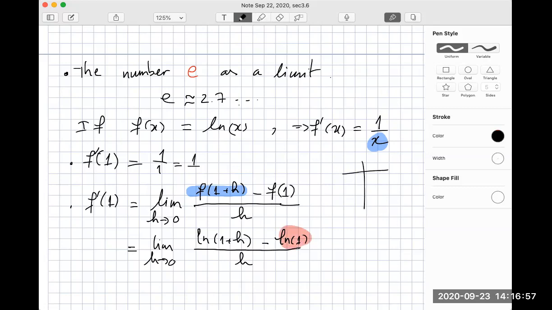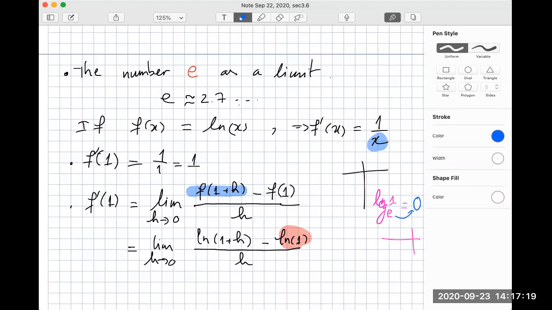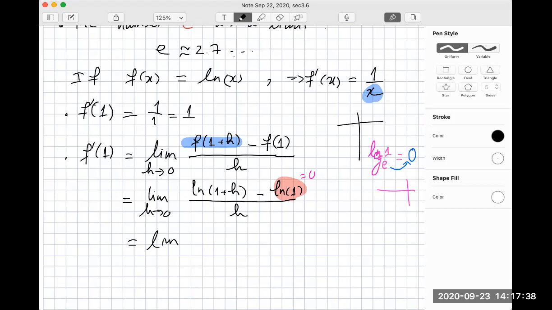Because natural log of 1 is log base e of 1, which we know that any number raised to the 0 equals 1, right? That is why natural log of 1 is 0. So we know that this guy is 0. So it means that the limit here will be the limit when h approaches 0 of natural log of 1 plus h, divided by h, right?